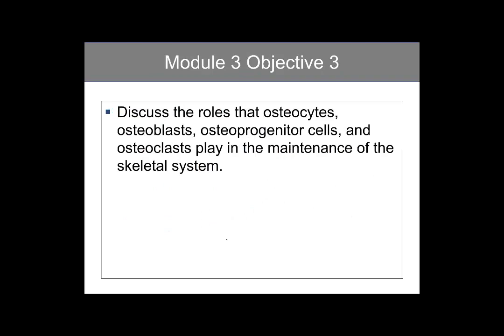Module 3, Objective 3, discuss the roles that osteocytes, osteoblasts, osteoprogenitor cells, and osteoclasts play in the maintenance of the skeletal system. Just a quick note, we see the endings of some of these cell names. Like osteocyte, here we have blast, and here we have clasts. We've already alluded to or seen some of these terms before. Osteocyte refers to a mature cell, since cyte often refers to a mature cell, while blasts refer to immature cells.